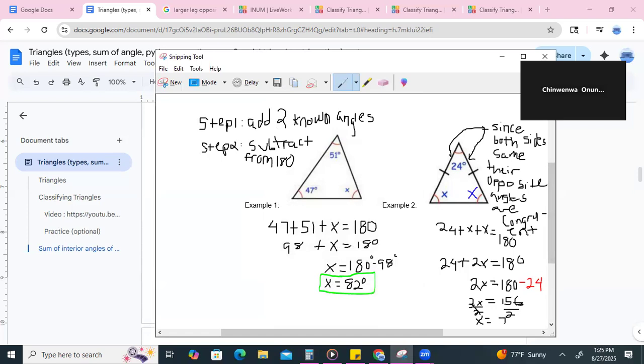And there we have example two, and then we have our answer. x is 78 degrees. So in this isosceles triangle, it has the angles of 24, 78, and 78 degrees.